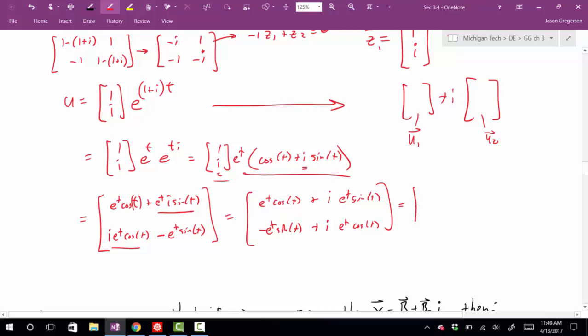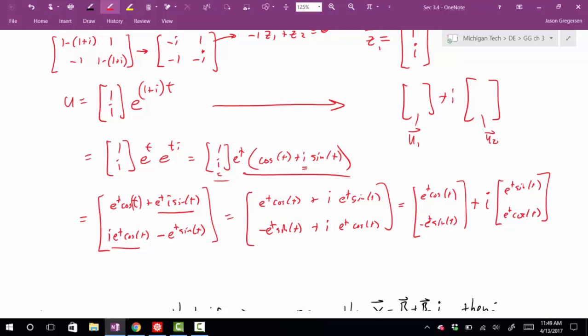And then I'm just going to write it as the sum of two vectors. e to the t cosine of t, negative e to the t sine of t, plus I times e to the t sine of t, e to the t cosine of t. All I did was take my complex eigenvalues and eigenvectors, throw them into my solution form, and then I just converted it into this form.